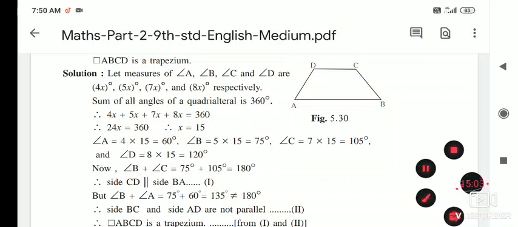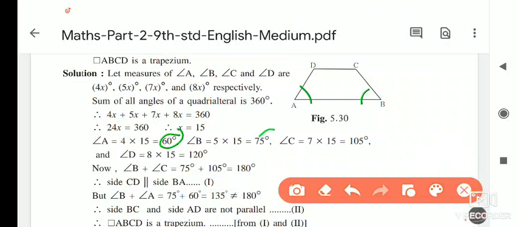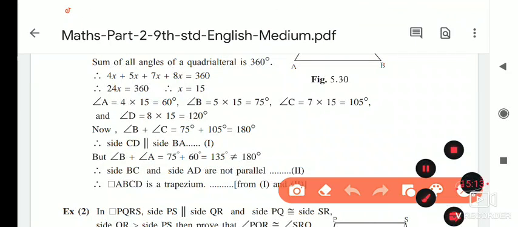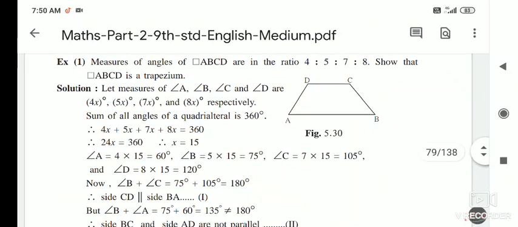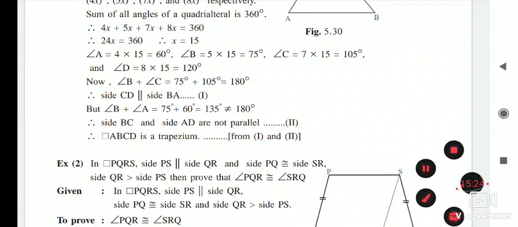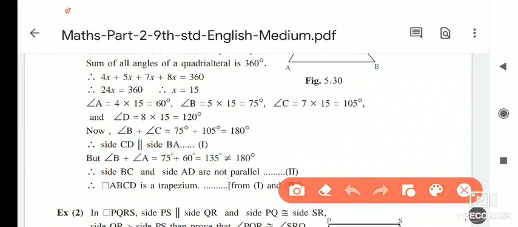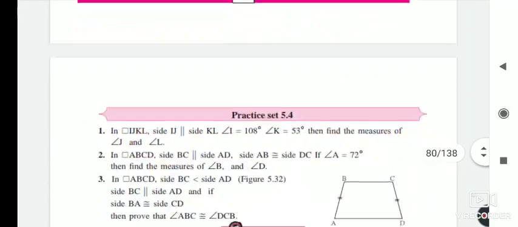And second, we have to show that angle A plus B is not equal to 180. Angle A is equal to 60 and angle B is equal to 75, so angle A plus B is equal to 135, and it is not equal to 180. From this we understand that there is only one pair in this figure which is parallel to each other, DC and AB. Here we have to write that sides DC and AD are not parallel and therefore quadrilateral ABCD is a trapezium. In this way we prove that ABCD is a trapezium by using this property.